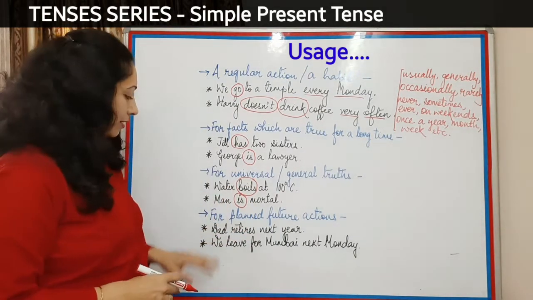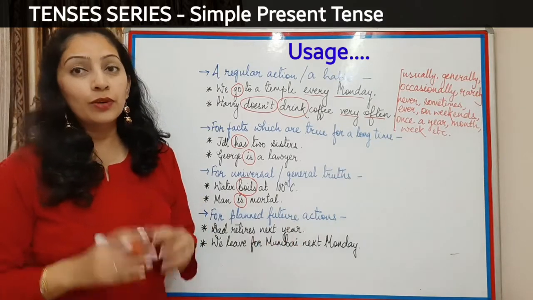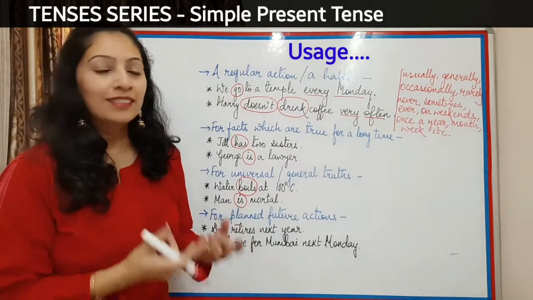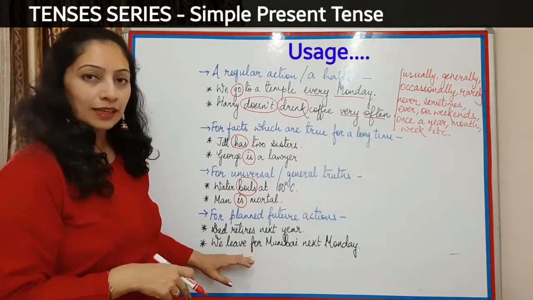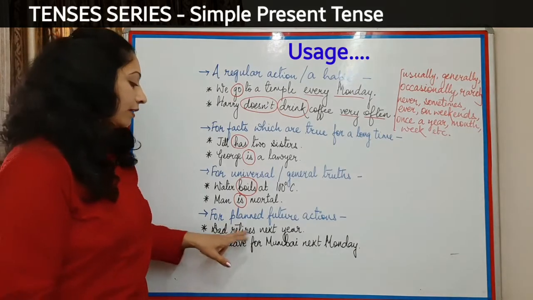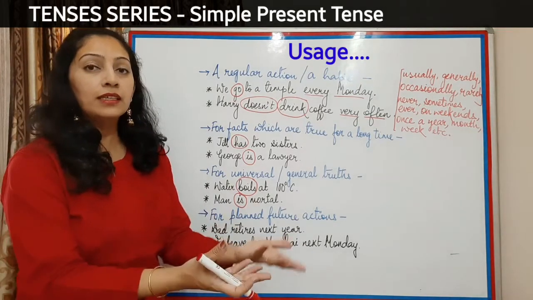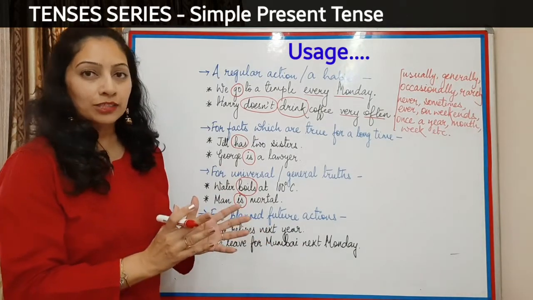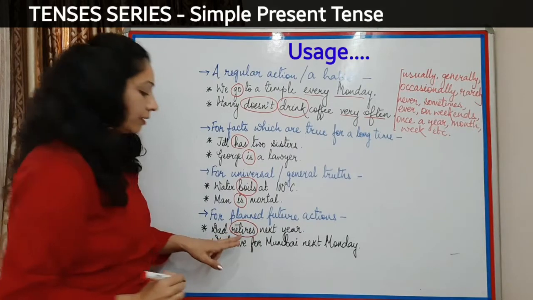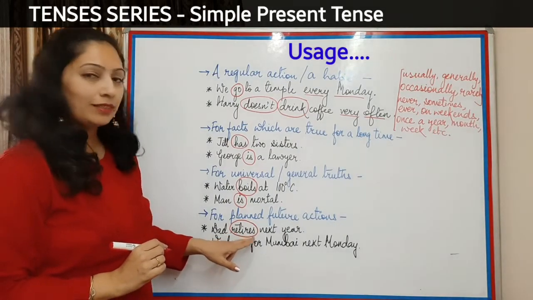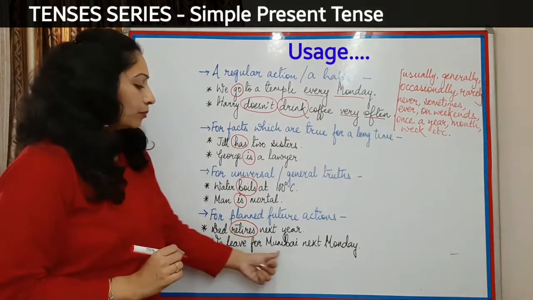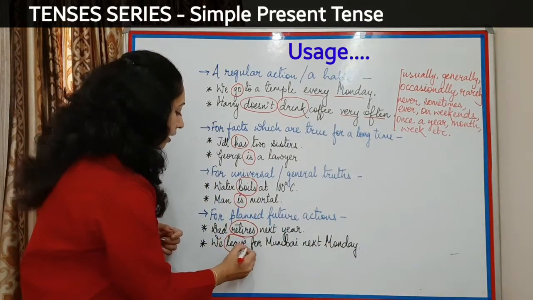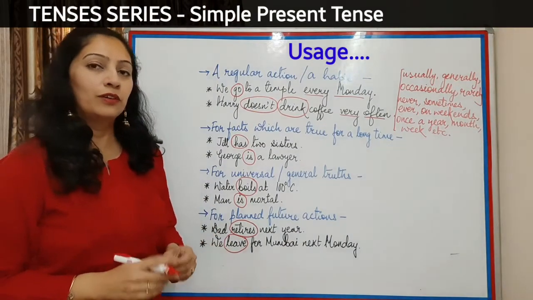The fourth use is for planned future actions. If you have already planned that at some point of time in future you're going to perform a particular action, then you use this tense. Again, let's see the examples. Dad retires next year. Now, next year refers to an action in future, but it is a planned action. And if you look at the verb, it is in the present form, the V1 form with S. We leave for Mumbai next Monday. Again, a future action planned, but here again we have used the verb in the present form.